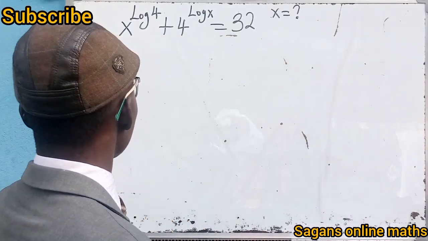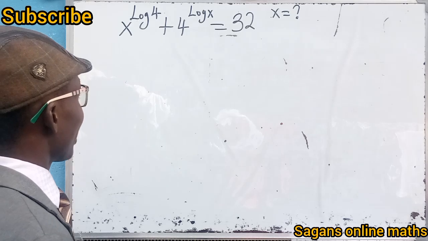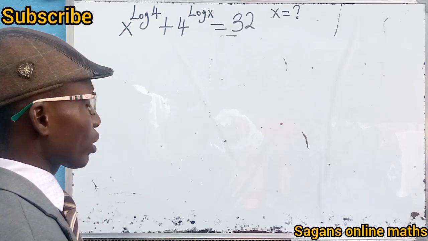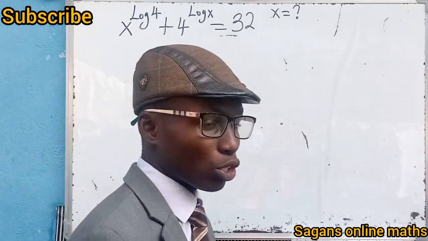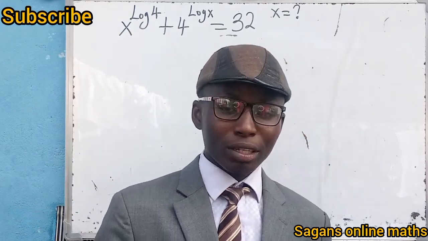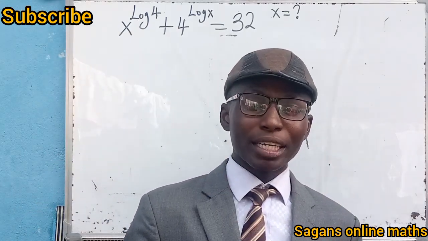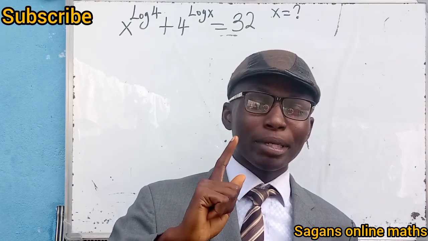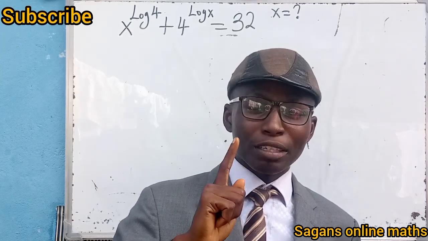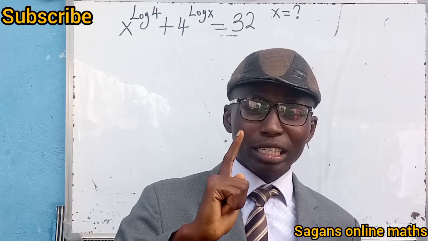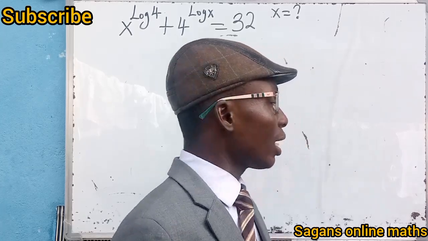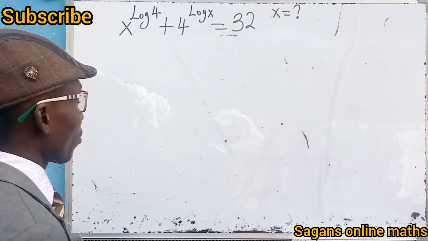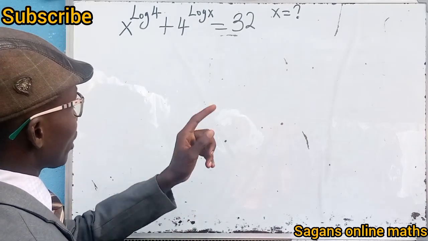Now we're going to solve: s to the power of log 4 base 10, plus 4 to the power of log s base 10, equals 32. I want you to understand something in this video: any logarithm without a specific base is in base 10. Logarithms without a specified base are always in base 10. Now, what are we going to do to find the value of s that will satisfy this equation?